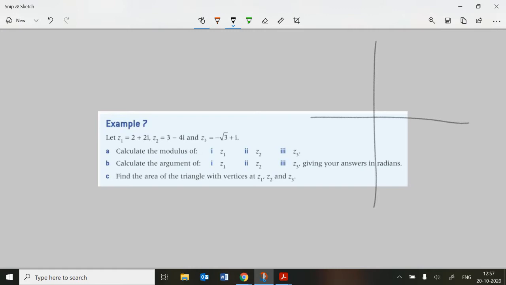positions here. So we've got 2, 2, so that's Z1. We've got 2 there, and 2 there, and we've got 3, 4. So we've got 3 and minus 4 there. So that's going to be this point down here, and then we've got minus root 3. So that's somewhere between 1 and 2. So that's over here. That's minus root 3. And we've got 1i there as well. So that's going to be up here. So that's going to be our Z3. That was our Z2. So what they're asking here really is saying, well, what's the size of this triangle here?